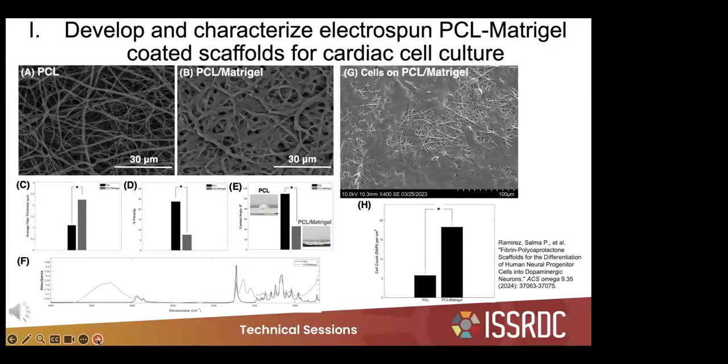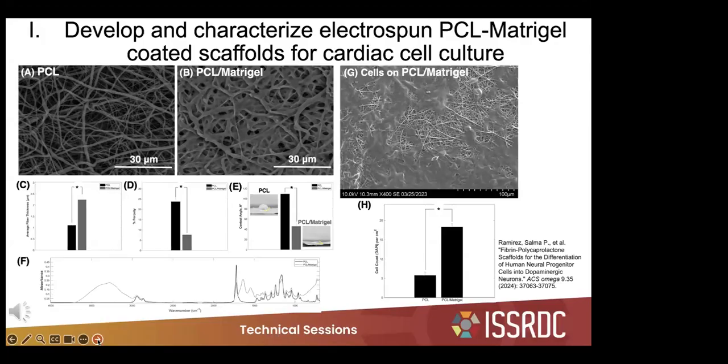To accomplish this, we developed and characterized electrospun polycaprolactone scaffolds coated with Matrigel for cardiac cell culture. SEM analysis showed increased fiber thickness and reduced porosity with Matrigel coating. Contact angle measurements confirmed improved hydrophilicity, while FTIR data revealed the presence of collagen and laminin, confirming successful Matrigel incorporation.